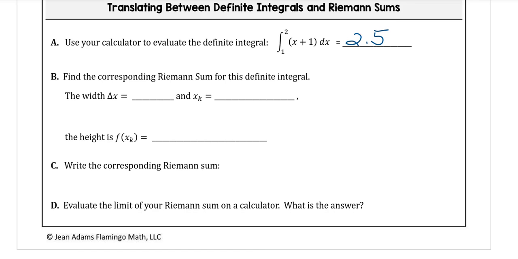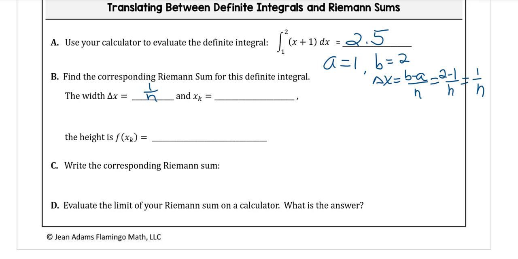Find the corresponding Riemann sum. The width of this is going to be, we have to figure that out over here. So we have an a of 1 and a b of 2. So delta x is (b minus a) over n. That's going to be 2 minus 1 over n. So that's 1 over n. So we have a width of 1 over n.